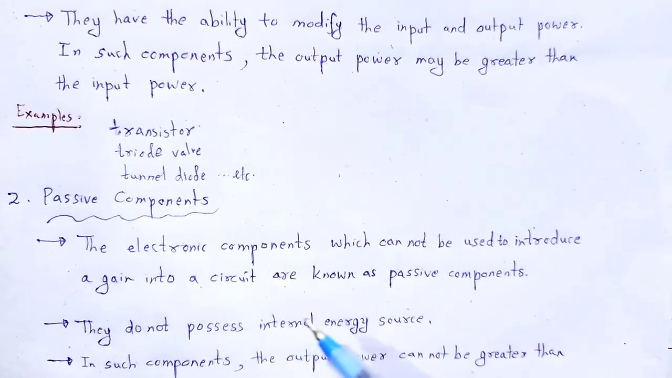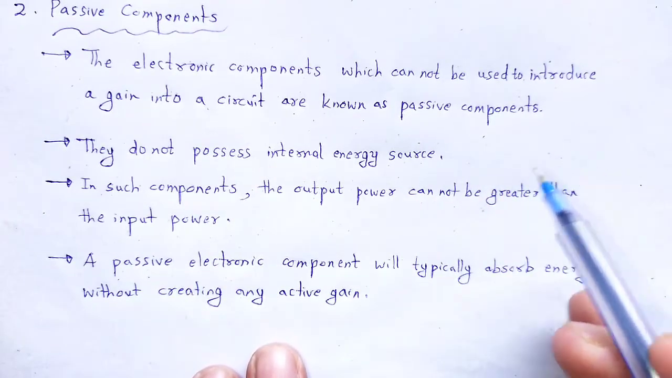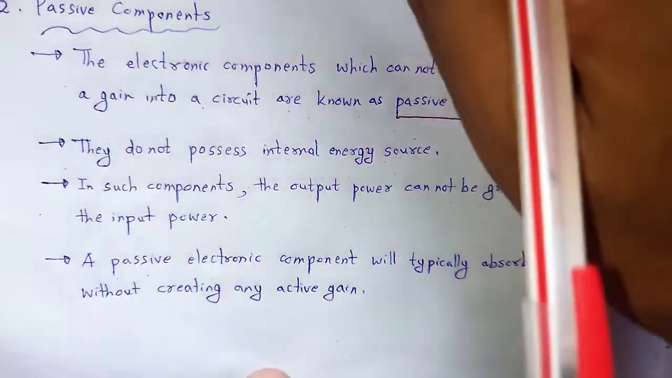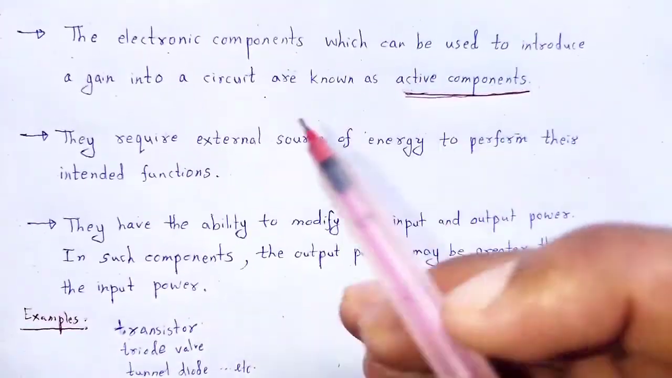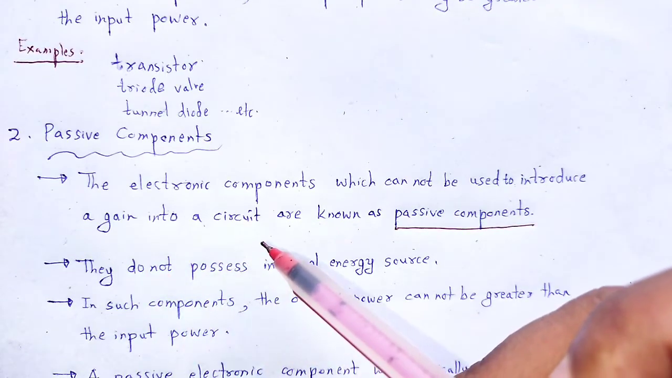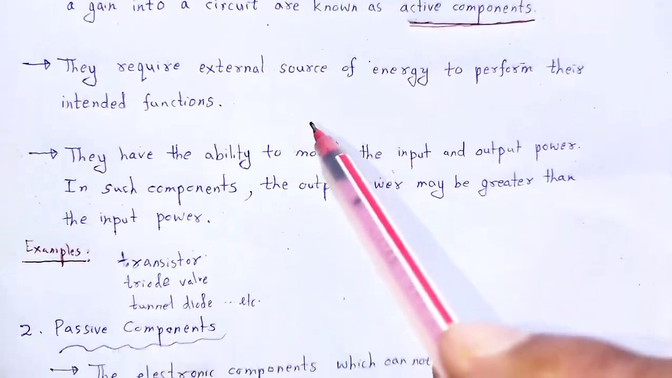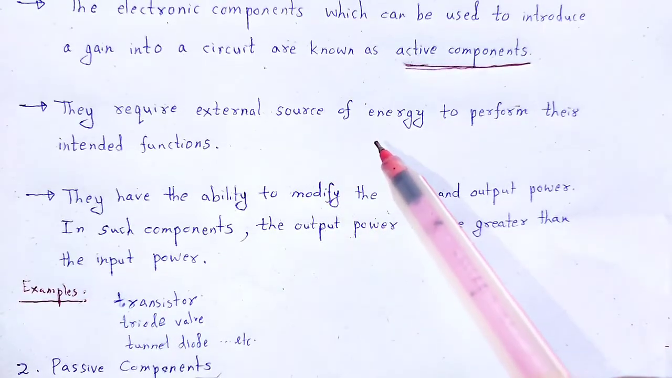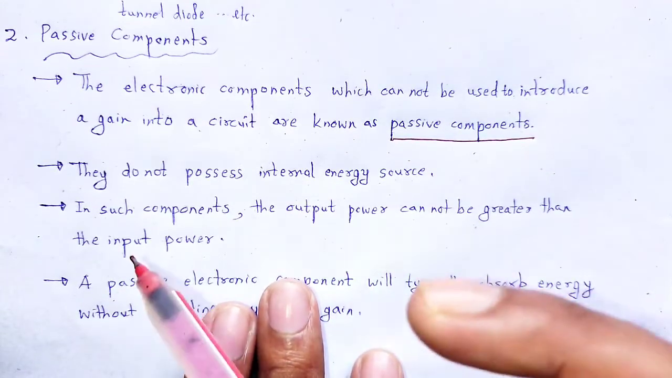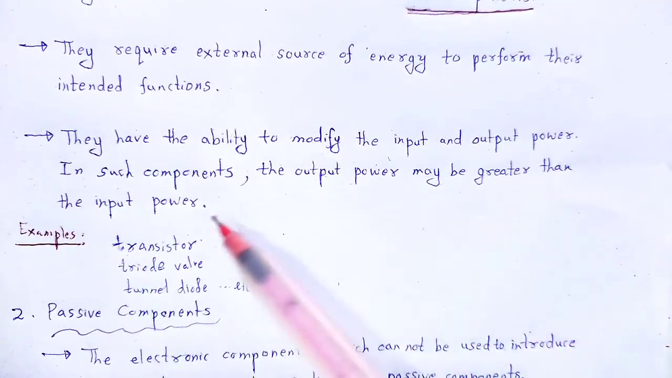Next, passive components. The electronic components which cannot be used to introduce a gain into a circuit are known as passive components. Active components provide gain into the circuit, but passive components cannot introduce gain. They do not possess an internal energy source, but active components have both external as well as internal energy sources. In passive components, the output power cannot be greater than the input power, but in active components the output power may be greater than the input power.